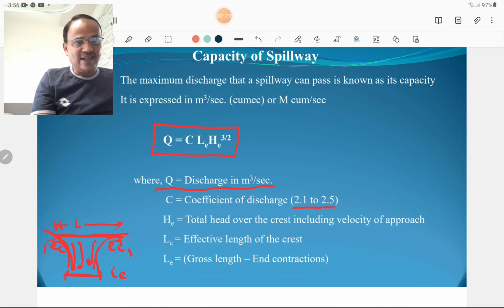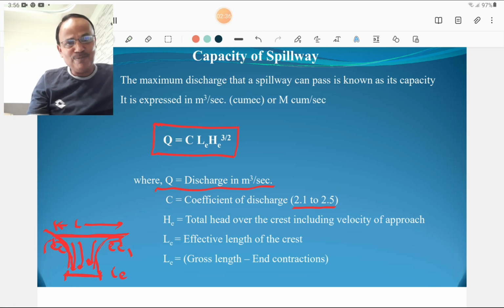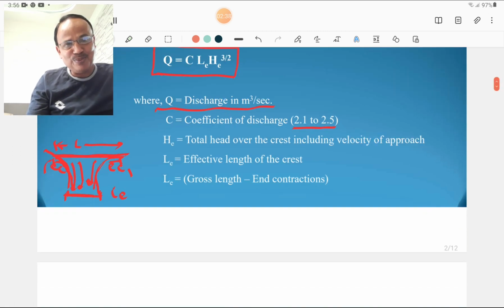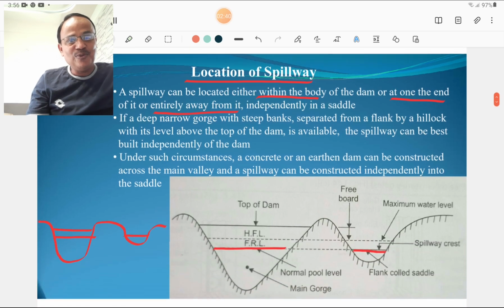And total head means the head over the crest. Crest means top of spillway. So the head available over the top of the spillway is termed as the total head. So it is so simple to calculate the capacity of the spillway. Then we are going to discuss the location of the spillway.